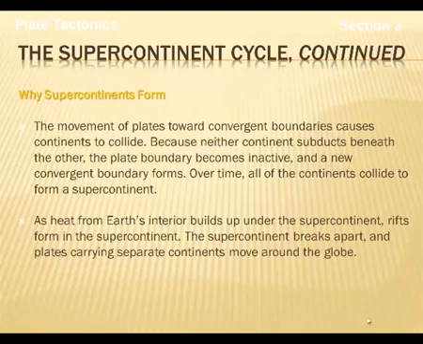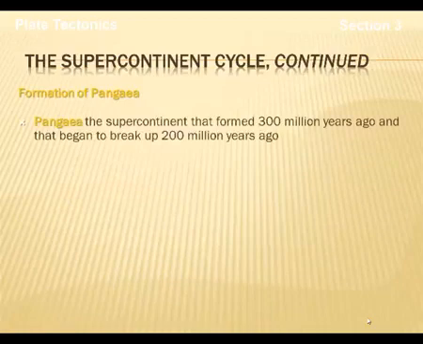So again, as heat builds up inside the planet, rifting has to again occur, the continents pull back apart and go their separate ways. Formation of Pangaea. Pangaea is the supercontinent that scientists think existed about 300 million years ago.